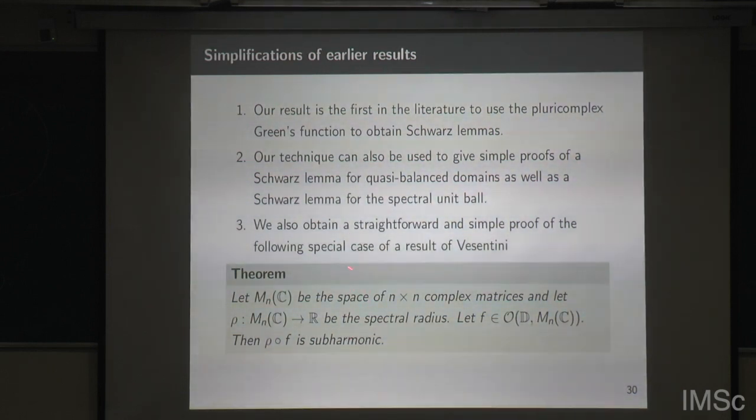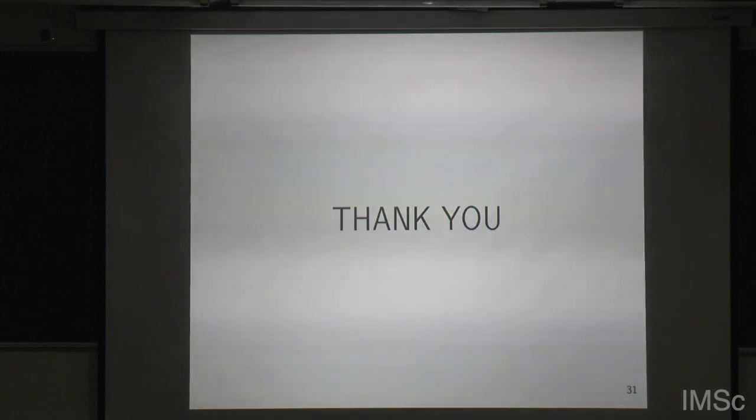So let me just finish by stating Santini's theorem. Suppose you have the space of n cross n complex matrices. Let rho denote the spectral radius. Then for any mapping from the unit disk to the space of matrices, rho composed with f is subharmonic. This follows directly from our techniques. So thank you.